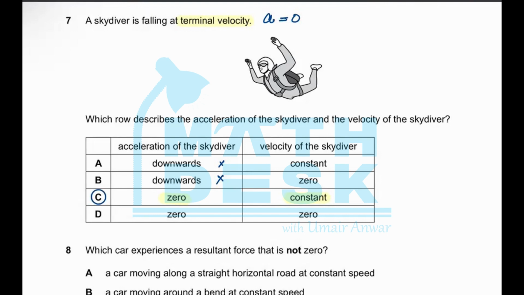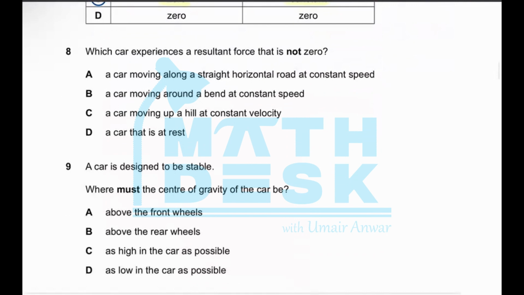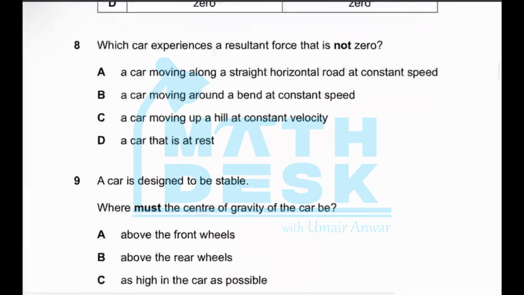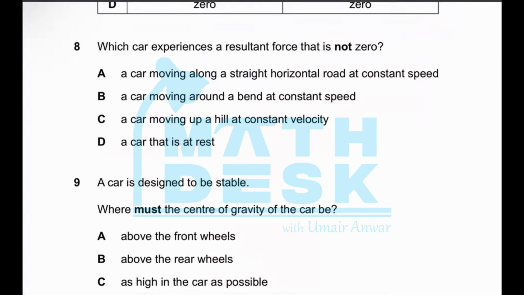Question number 8, it says which car experiences a resultant force that is not 0. So we need to select the option where the resultant force is not 0. First option, a car moving along a straight horizontal road at constant speed. So when a car is moving at constant speed and its direction is not changing, it means that there is no acceleration and no change of velocity, and the resultant force is going to be 0.